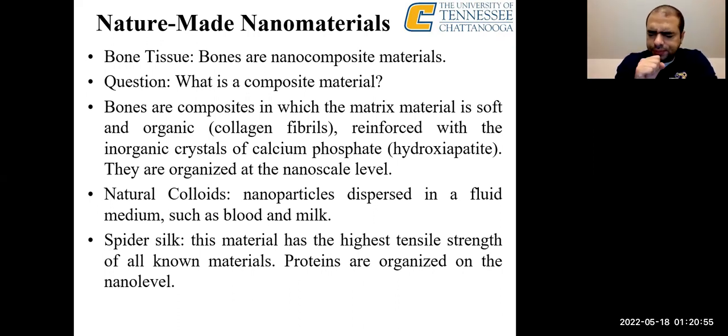So as you see here, the main feature for nanomaterials is that the organization, the interaction of the materials happens at the nanoscale level.